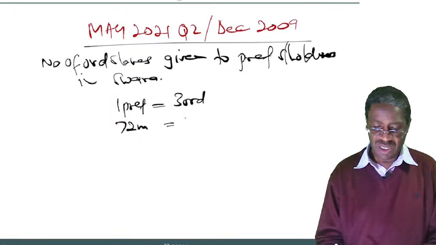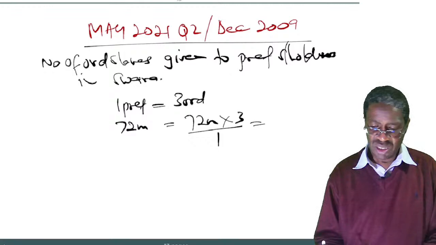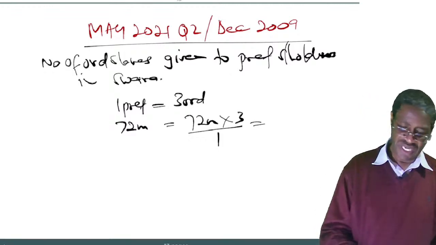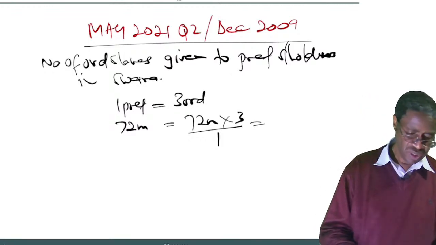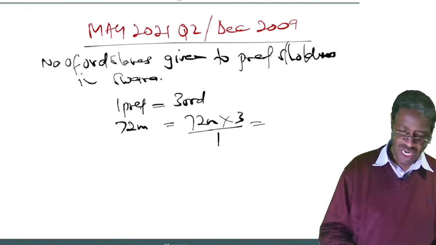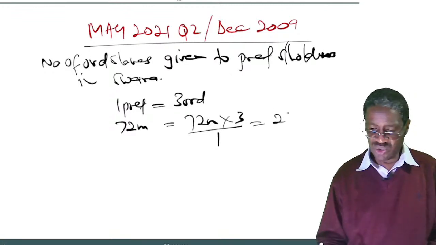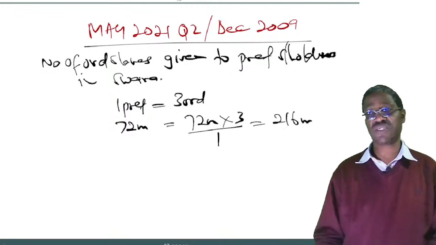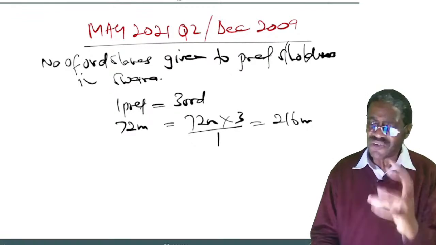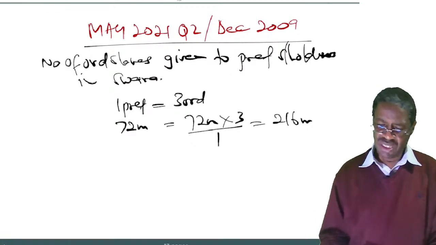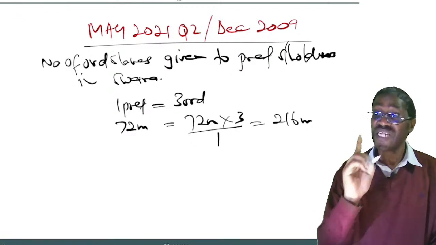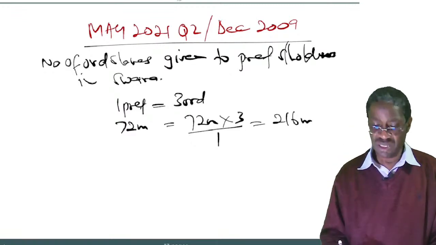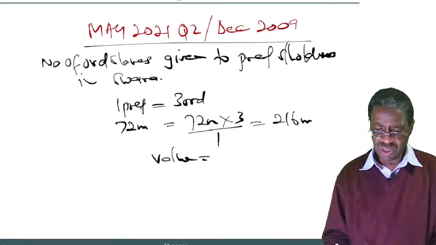It would be 72M times 3, and I divide that by 1. What does it come to? I take 72 times 3, divide by 1, and that is 216 million shares. But at what value are you giving these shares? Yes, you are giving 216 million ordinary, but at what value? It will be 216M times what?